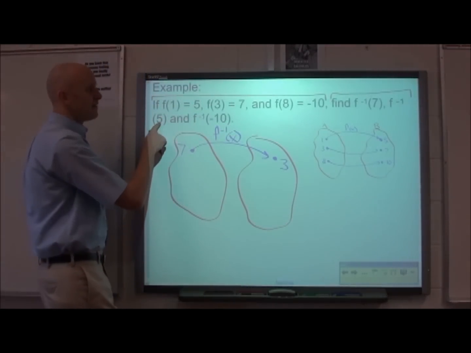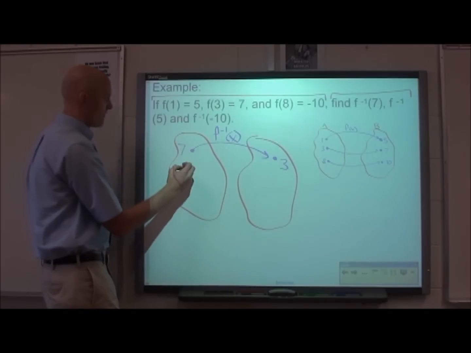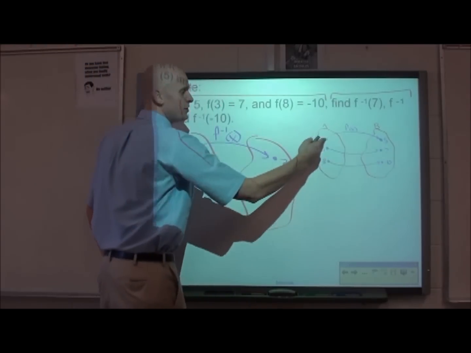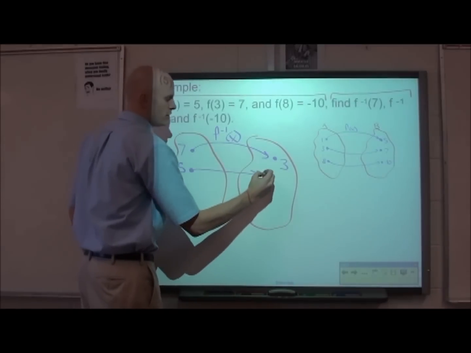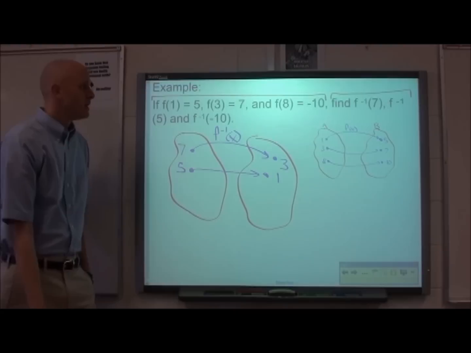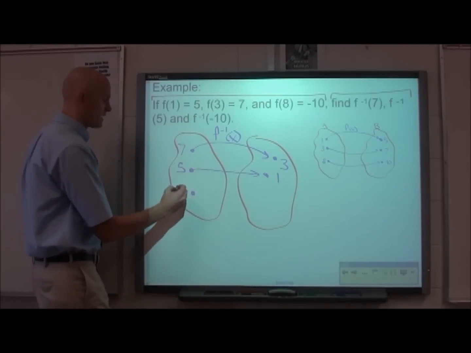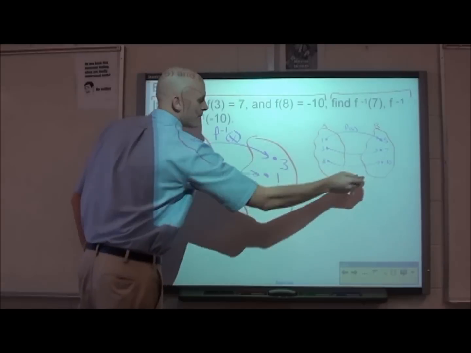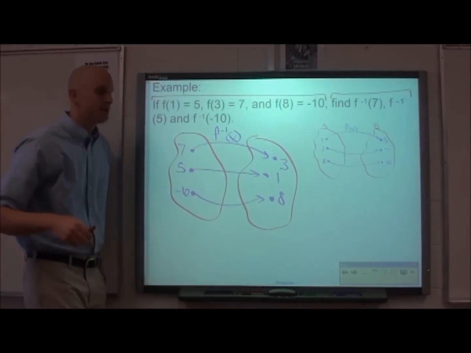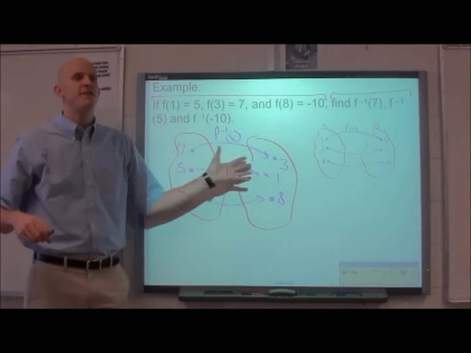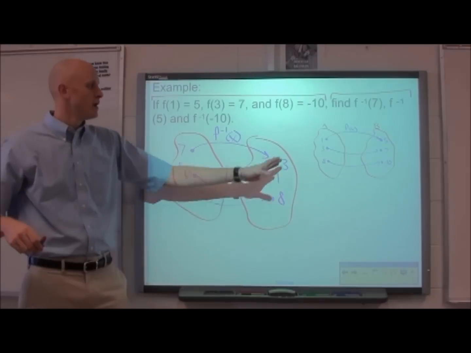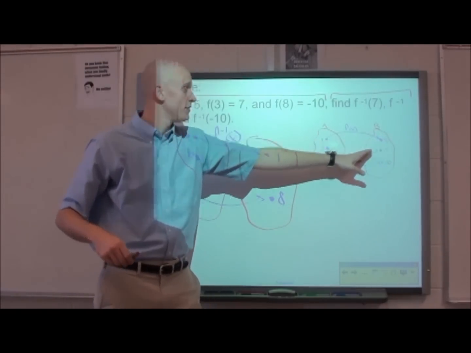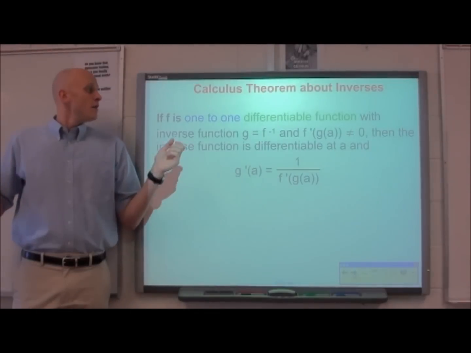The next one, find f inverse of 5. So if I input 5 into the inverse, it's going to undo and it will map to 1. And lastly, if I input -10, it will map us back to 8. This is a good visual for what inverses do. If I input 1, it maps to 5. If I input 5 into the inverse, it will map us back to 1.